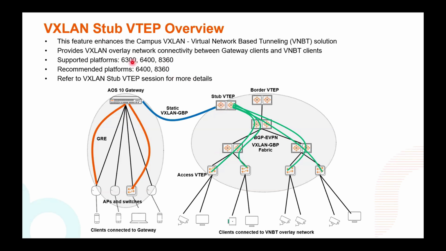Supported platforms, these are the 3 supported platforms, but because of scale reasons, we really recommend 6400 A360 with VSX for HA here as a stub. You could use a 6300 for demo purposes, but not for production. And again, for Stub VTEP, we have a dedicated session with demos later on. So just an overview here.